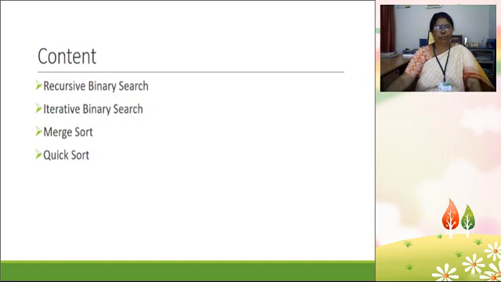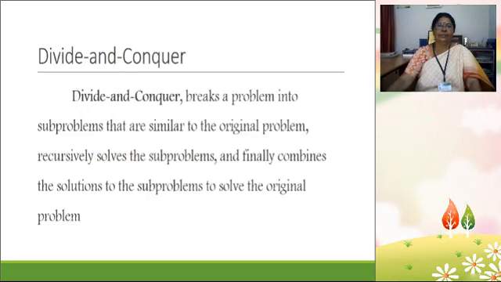Dividing the bigger problem into smaller subproblems, finding the solutions, and merging to get the solution to the original one. There are so many algorithms based on this divide and conquer strategy. If you look at the definition, divide and conquer breaks a problem into subproblems that are similar to the original problem, recursively solves the subproblems, and finally combines the solutions to the subproblems to solve the original problem.